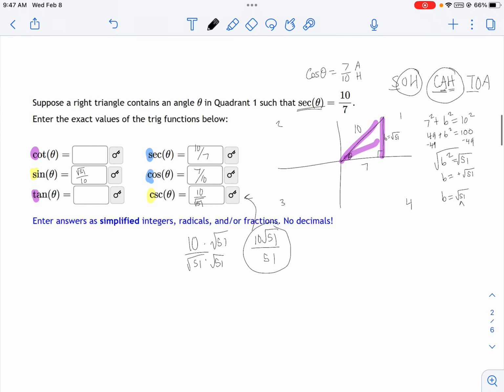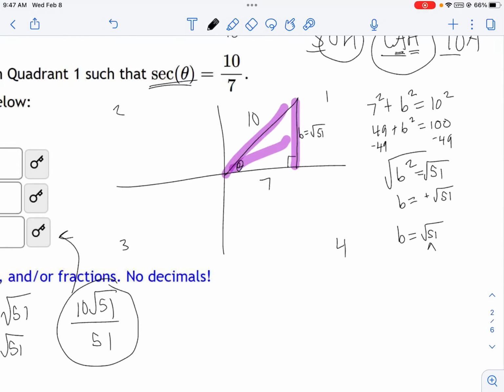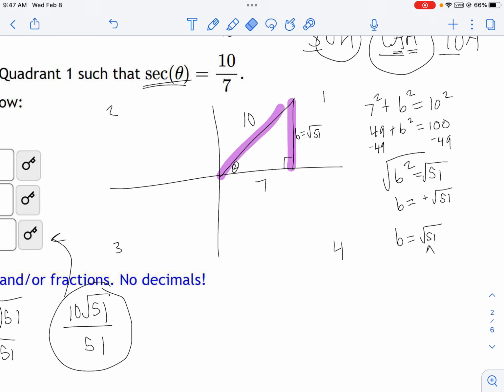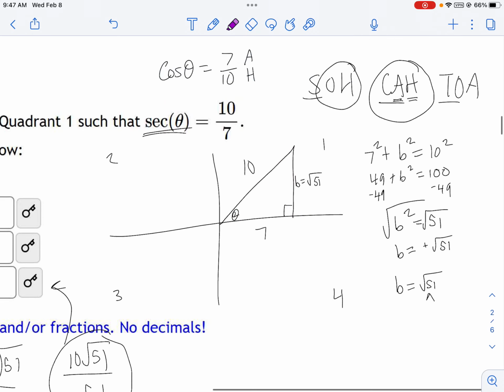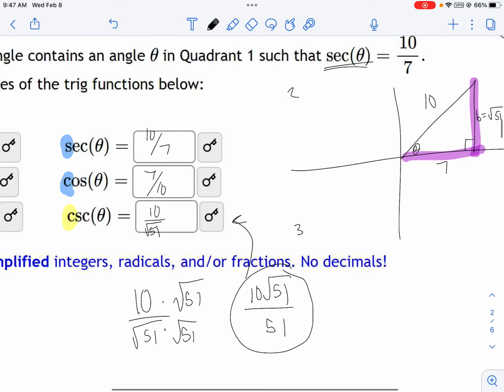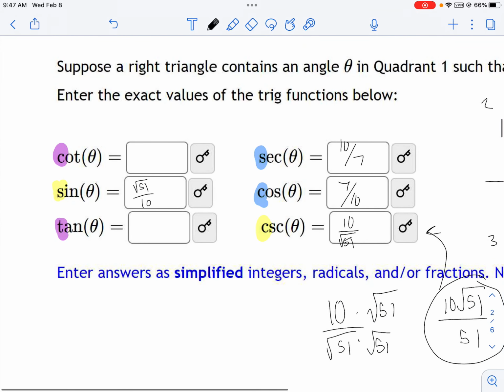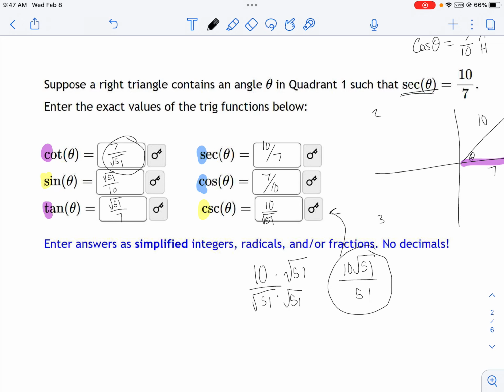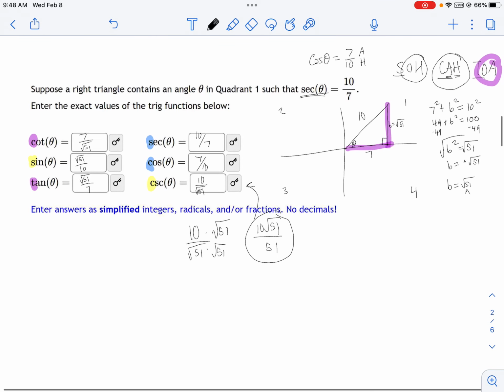And then last but not least, we have tangent and cotangent. Tangent is, by our SOHCAHTOA, the opposite over adjacent, the TOA. So here's your O and here's your A, opposite and adjacent to your theta. Opposite is root 51, adjacent is 7. Bam! There's your tangent. Cotangent is just the reciprocal, 7 over square root 51. And you are done. You have found all of your 6 trig functions. You could rationalize this one as well if you want to, but it'll mark it correct either way. Alright, thanks for watching.